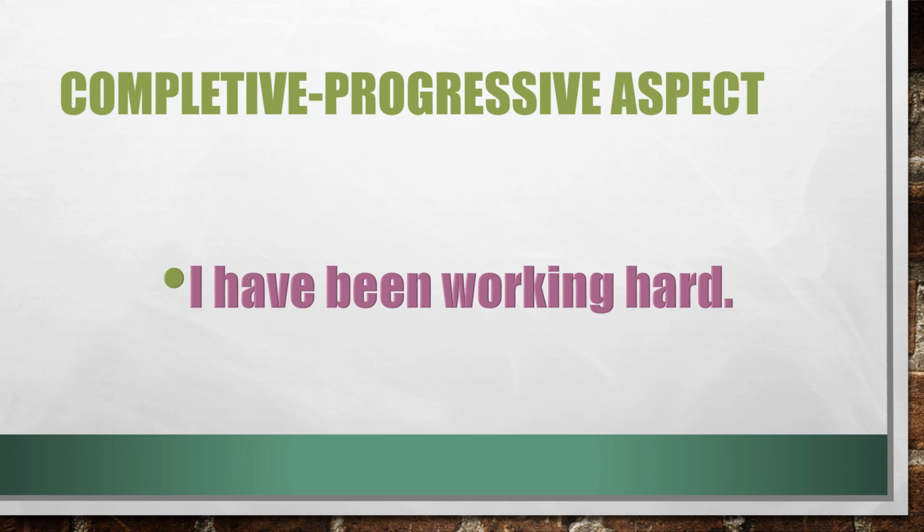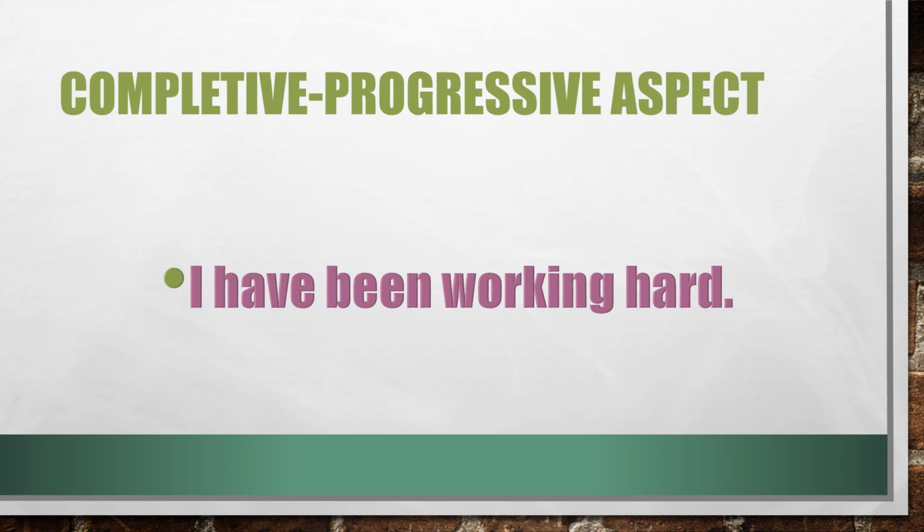The final aspect is the completive progressive aspect, a combination of the last two: the completive aspect and the progressive aspect. Let's consider this sentence: I have been working hard. Now, this sentence is completive. Why? For three reasons. The first reason is that the verb phrase consists of have plus the past participle of the verb be, have been. So it is completive.